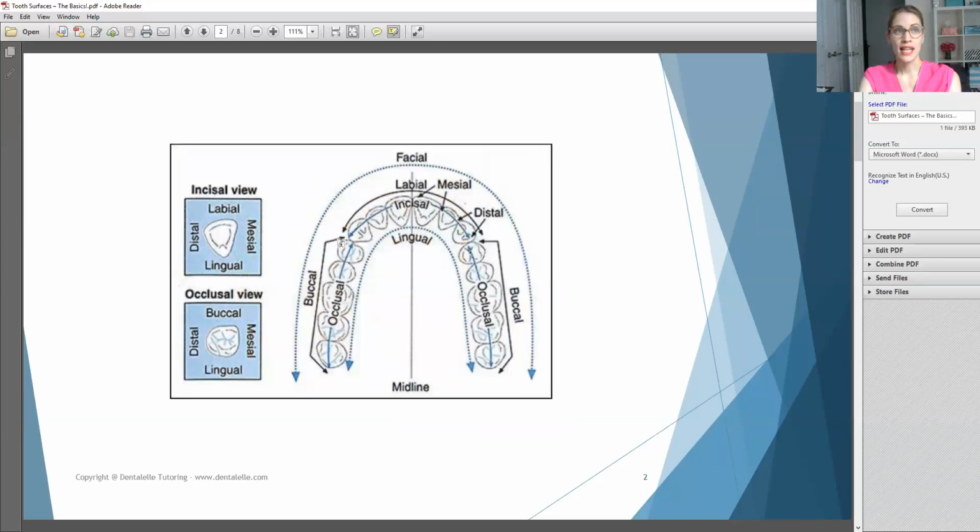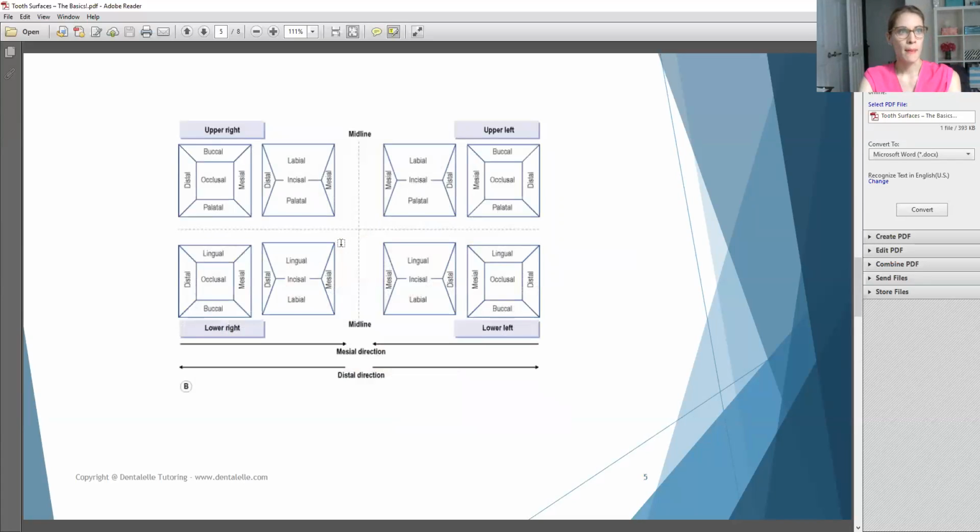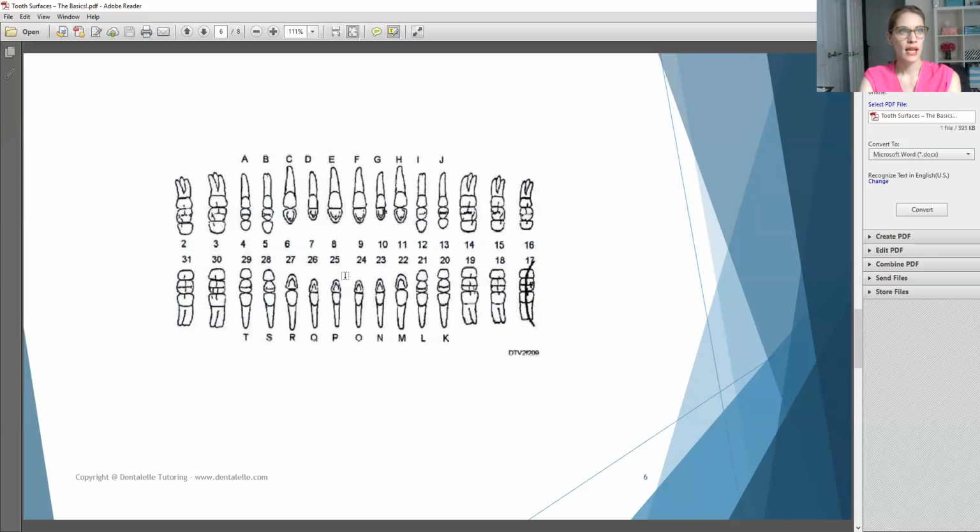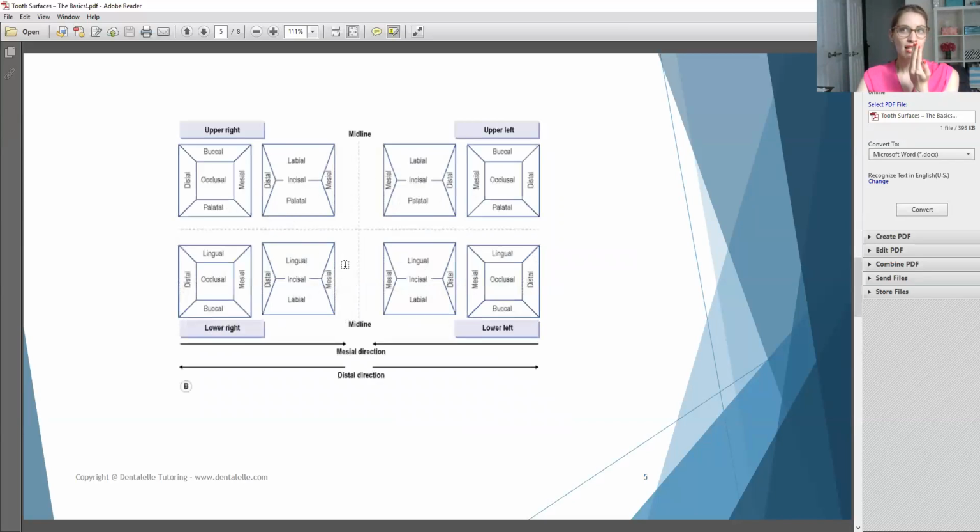Okay, and then same thing for the bottom. Right in between your teeth 3-1 and 4-1, that is the midline. For the Americans with me today, that would be in between your tooth 25 and 24, so right down the middle. So that is your midline.